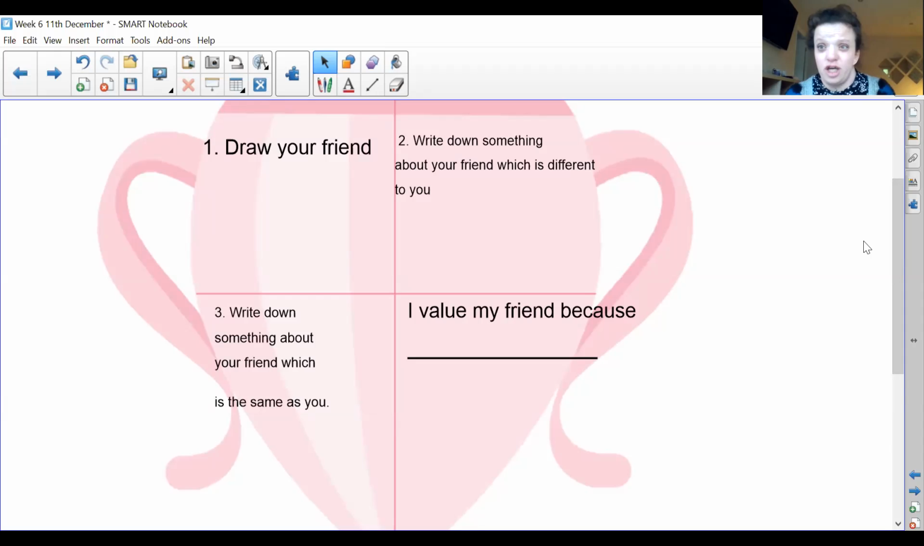So the first thing you're going to do is you're going to draw a little picture of your friend. Okay, so make them look as wonderful as possible and use the colour of their hair and what kind of clothes they like to wear and things like that. Number 2, we're going to write down something about your friend which is different to you. So like Mr. Gardner, I put he likes football and he is tall. Okay, then you're going to write down something about your friend which is the same as you. So Mr. Gardner and I both like watching Strictly Come Dancing, or we both love teaching.